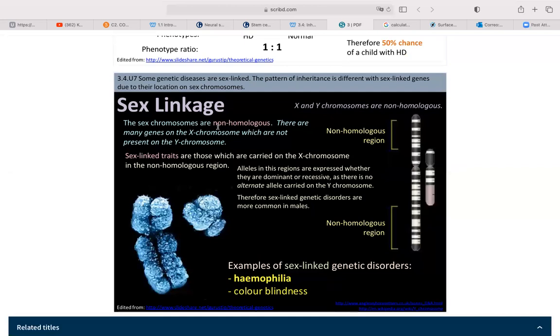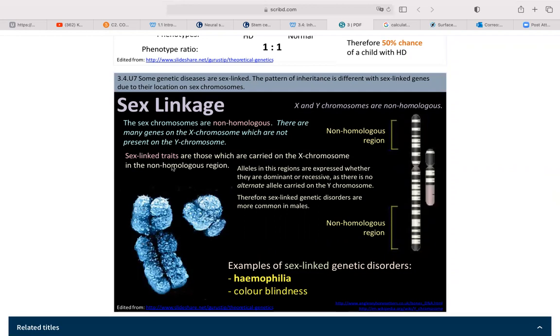The sex chromosomes are non-homologous. There are many genes on the X chromosome. What is that? Non-homologous means that we don't have the same genes in that position in this chromosome, okay? Because both are different. So they are not autosomal genes.